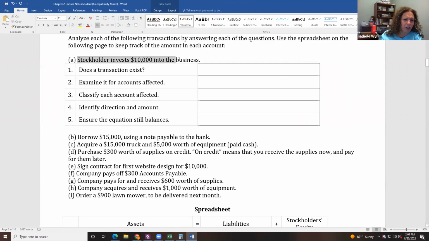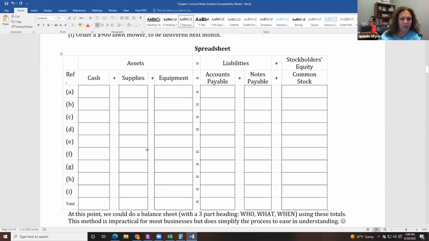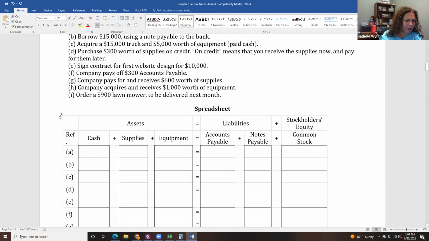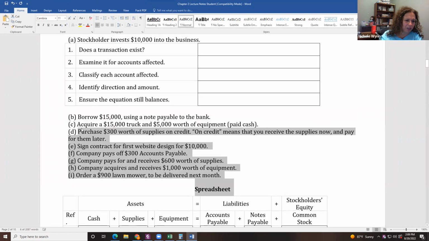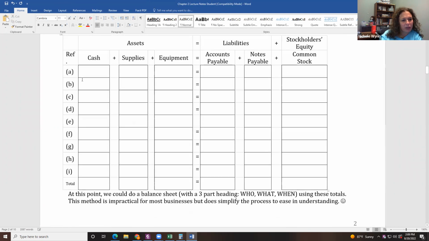So stockholder invests 10,000 in the business. What we have is a little spreadsheet to keep track of our different transactions. We have transactions A through I, and we are going to learn how to record transactions A through I. As I'm looking at these, I've got cash, supplies, equipment. So I have 3 different assets. That means that this business only has 3 assets total. Now, as the business grows, we might add another column and we may have land, or accounts receivable. But right now, we only have 3 assets to work with.